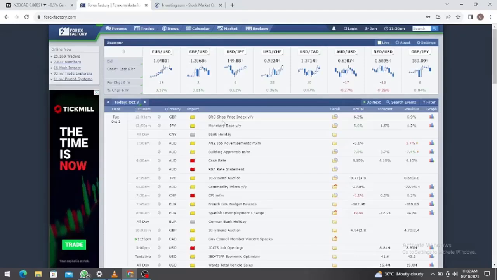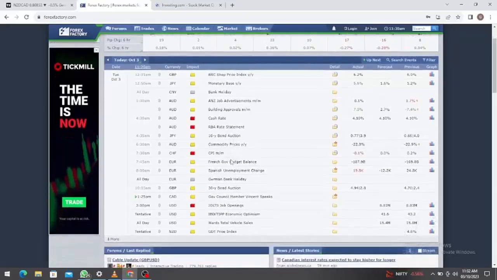Okay, so for today, Tuesday the 3rd of October, we have news that will affect GBP coming up by 12:01 a.m. that has already passed. And then we have a news coming up that will affect JPY 12:50 a.m. already passed as well. And then we have CNY bank holiday. Those are the news for earlier today.